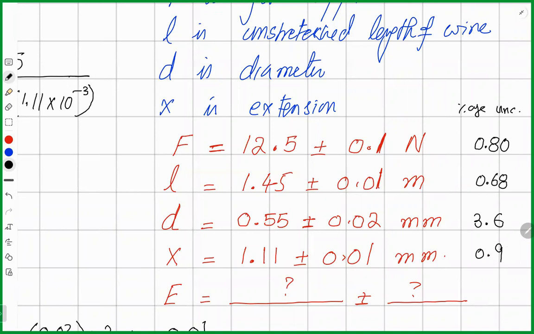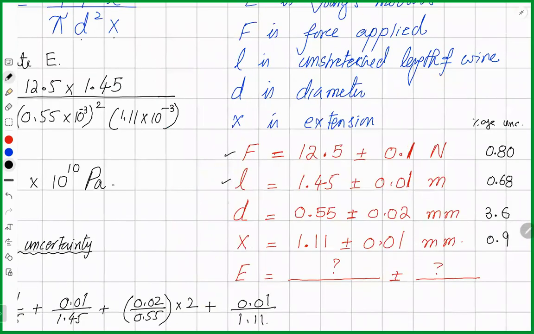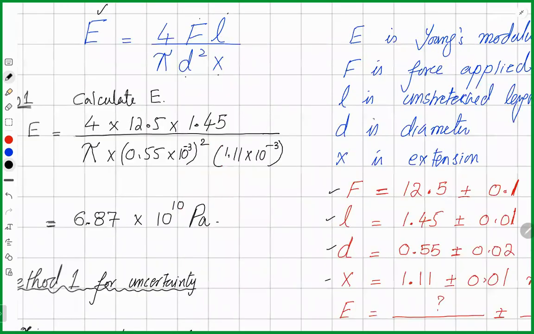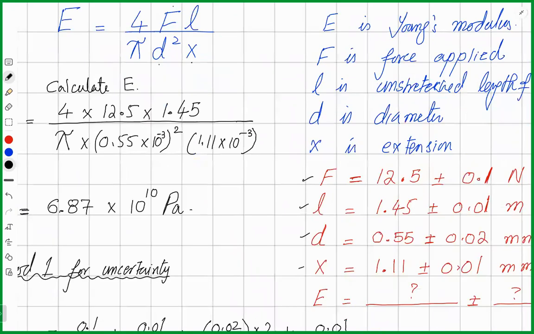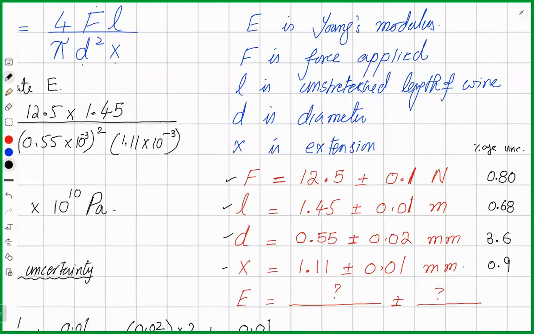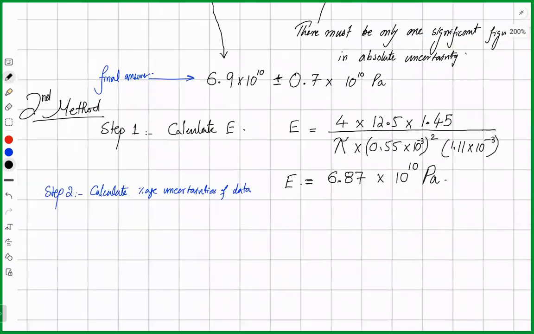Now listen. These are the percentage uncertainties of F, L, D, X. If we add them, that will be the percentage uncertainty of E. But there is a simple catch over here: you have to remember that D was squared. So you are supposed to add its percentage uncertainty twice.